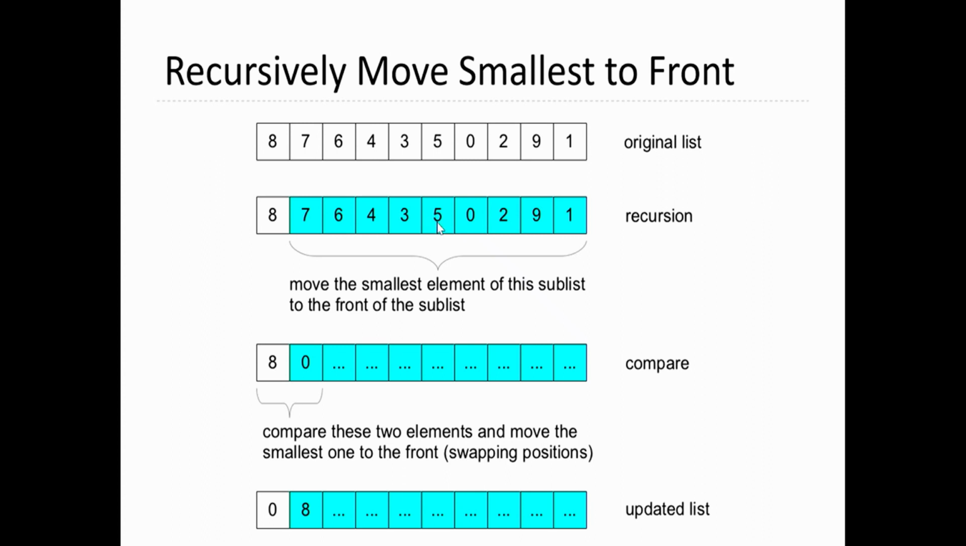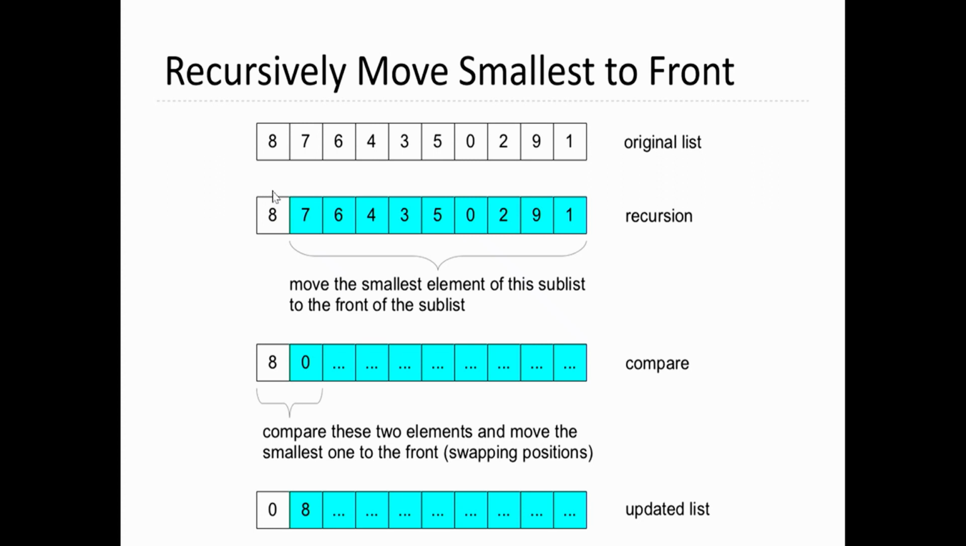So if I can do that, then I know that my overall list looks something like that. That's the element at the front of the list. That's the element that's smallest in the rest of the list. How do I move that 0 to the front? Well, I just compare these two values. If the second value is smaller than the first, then I just swap them. Otherwise, I don't do anything and I'm done. In other words, if the second value is not smaller than the first one, then that first element was the smallest element in the list all the time.